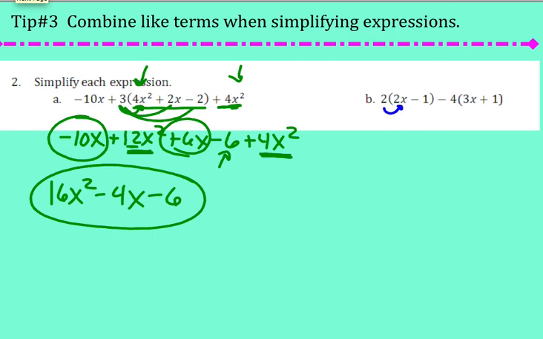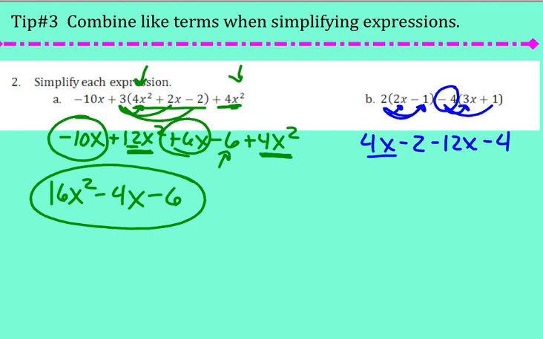Okay, using the distributive property first, 2x times the 2 there is going to give me 4x, and 2x times the negative 1 is a negative 2x. Now here you're multiplying by a negative 4, so carry that along. Negative 4 times 3x is negative 12x, and negative 4 times 1 is negative 4.